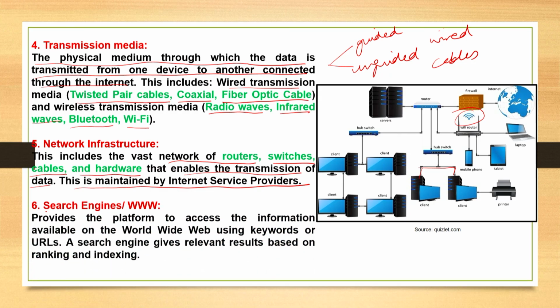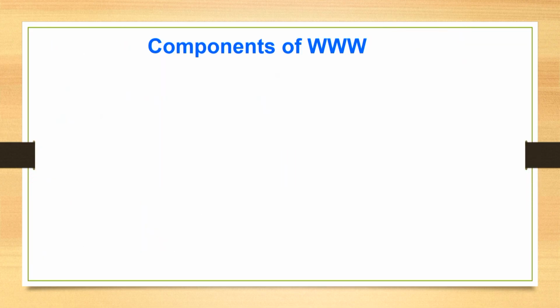Then another component is the search engine, or you can say the WWW, that is the World Wide Web. It provides the platform to access the information available on the World Wide Web using keywords or URLs, that is, domain names, and a search engine gives relevant results based on the ranking and indexing of the web pages. So, this was all about the components of the Internet.